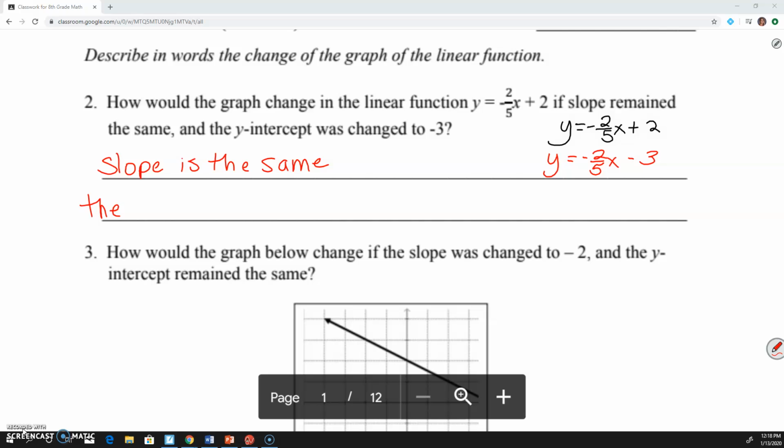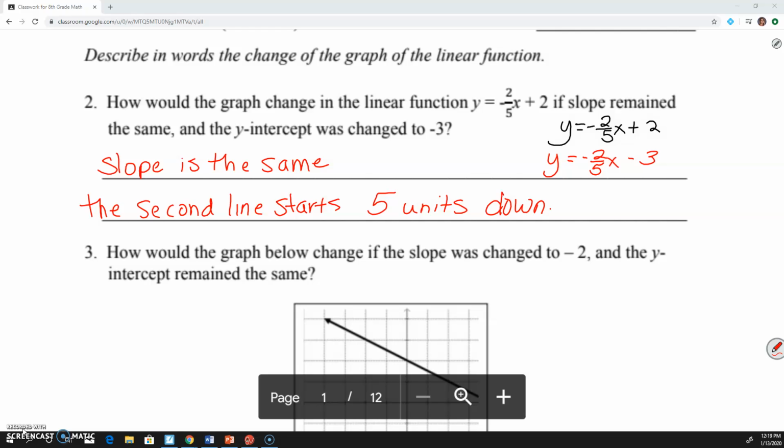The second line starts, if the first one starts at 2 and the second one starts at -3, how many units apart are they? Think about it. If you had to go from 2 down to 0 and 0 to -3, how many units is that? 5. Second line starts 5 units down.